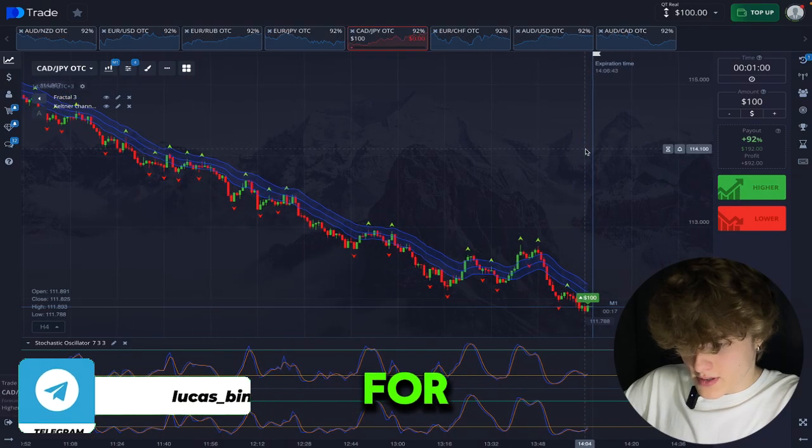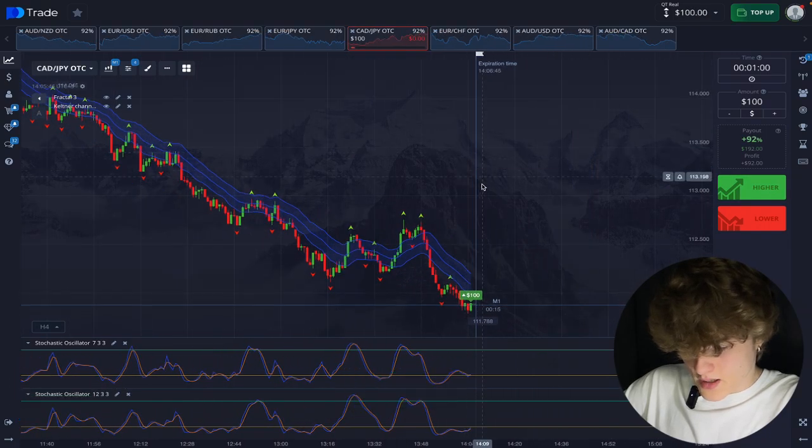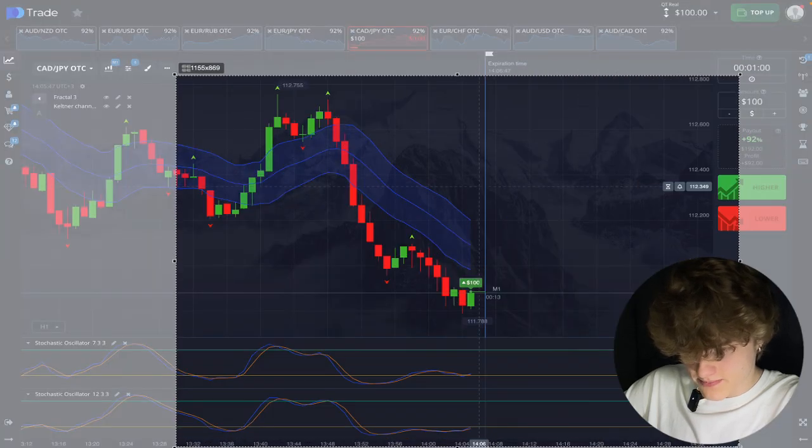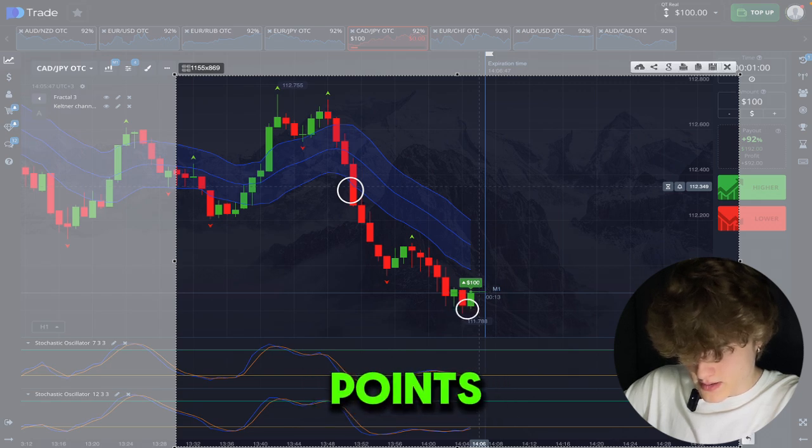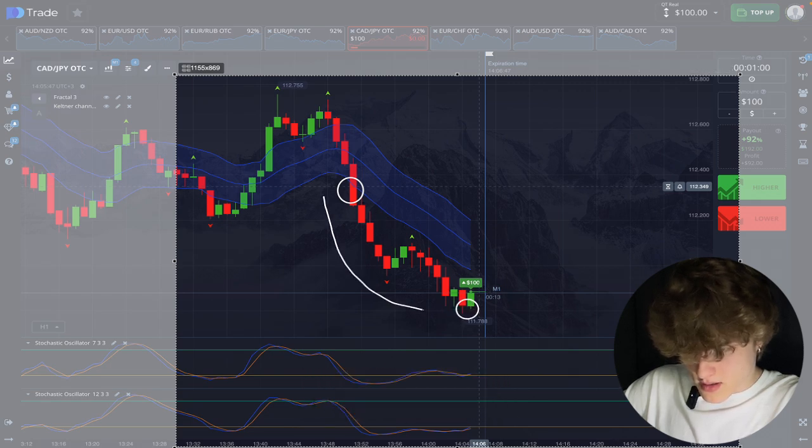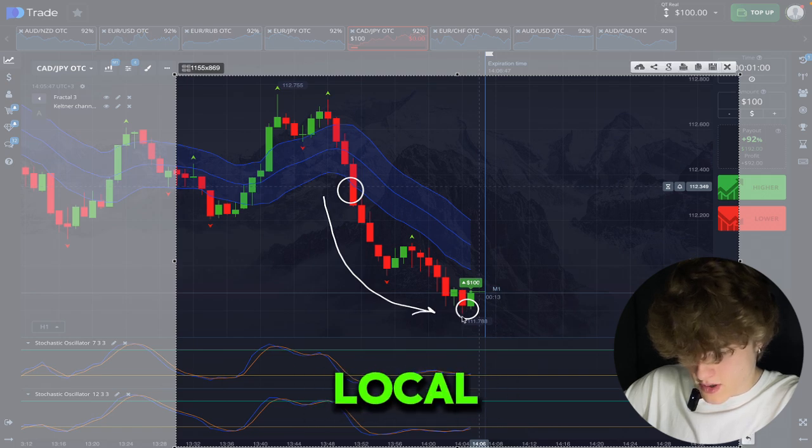And let's look for a dynamic pullback here. First of all, I had an exit to the outer part of the Keltner channel, and this is my first signal to look for a trade, guys. So I look for an entry point. When there's an exit like this, a local maximum should form here.